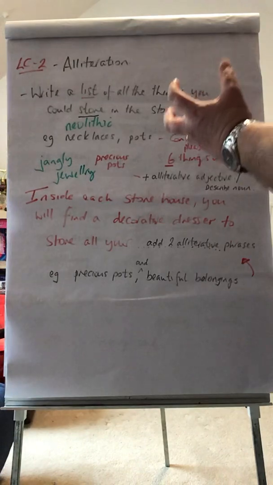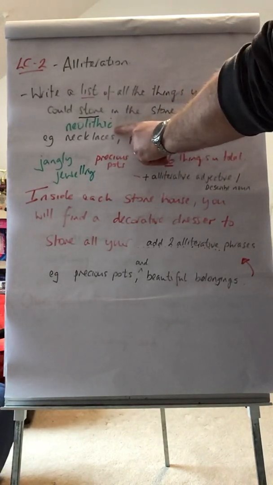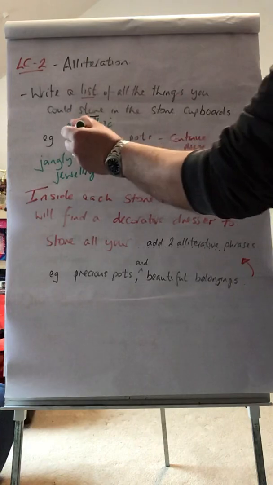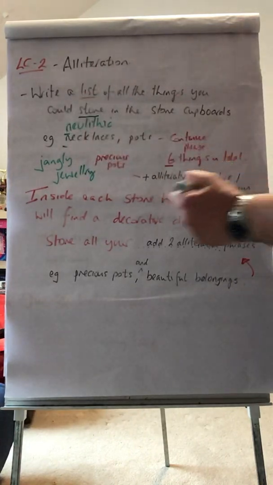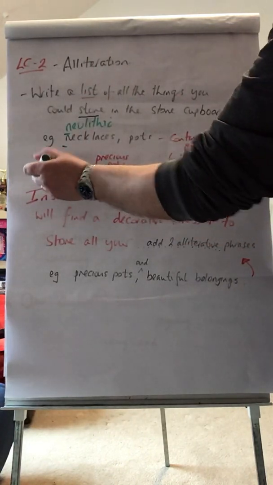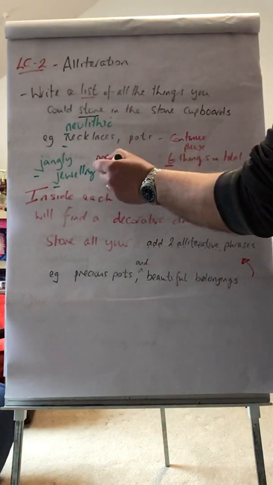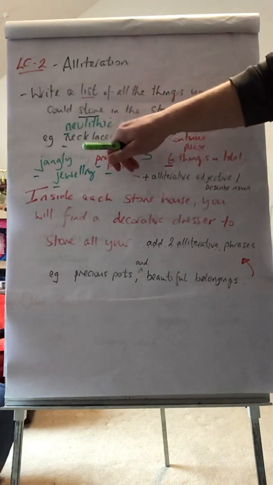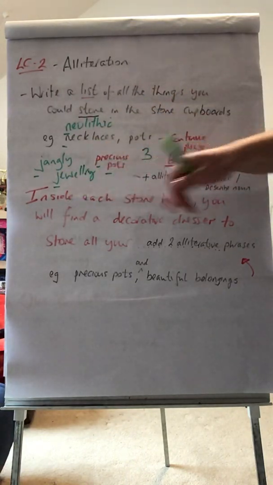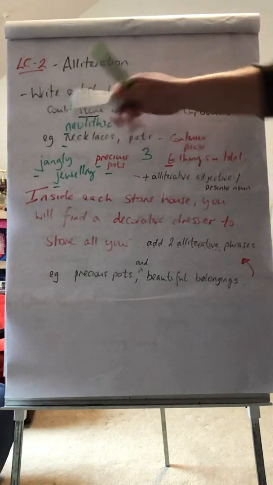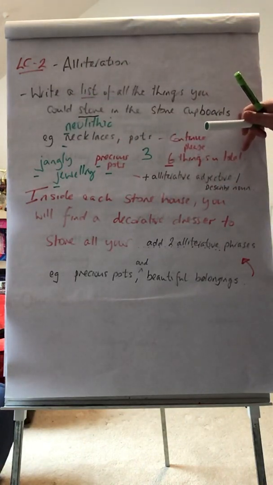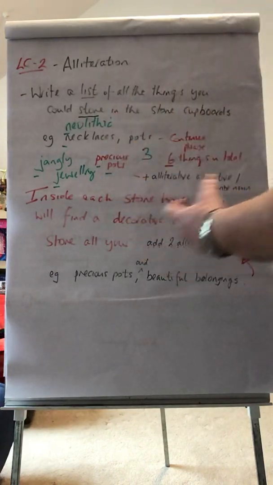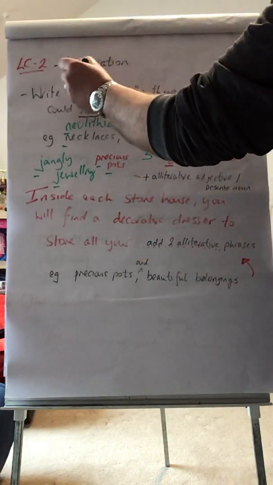Okay, once you thought of an item, I want you to link the alliterative phrase next to it. Okay, so if I'm writing necklaces, the previous word needs to start with an N. If I'm thinking about jewellery, the previous word has to start with the letter J. If I'm talking about pot, the previous word has to start with the letter P. So I want you to think of 3 more items that you will find. You may magpie some of mine, so I've got Neolithic necklaces, jangly jewellery, precious pots. Can you think of 3 more things that you would store in the stone cupboards in your hotel room, and make sure you put the alliterative word before it? So you should now be doing alliteration, okay?